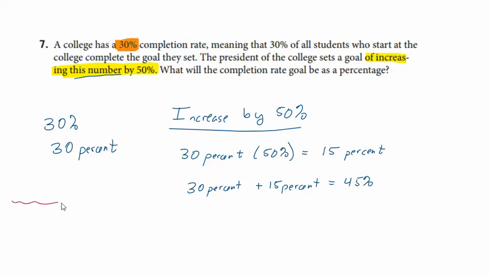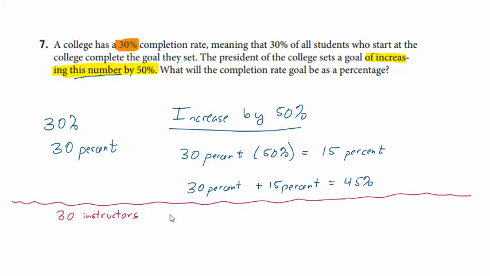So let's talk about this one more time. Let's say we have 30 staff members. Okay, let's say we have 30 instructors, and they want to increase the number of instructors by 50%. We want 50% more instructors. All right, how many instructors would we have? So we would say, well, I've got 30 instructors and 50% of that is 15. That means I need 15 more instructors. So I'll take the 30 instructors I have right now, I'll add on my 15 new instructors, and I have 45 instructors.